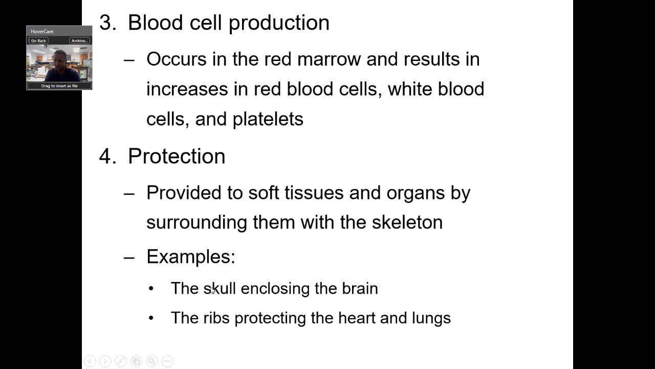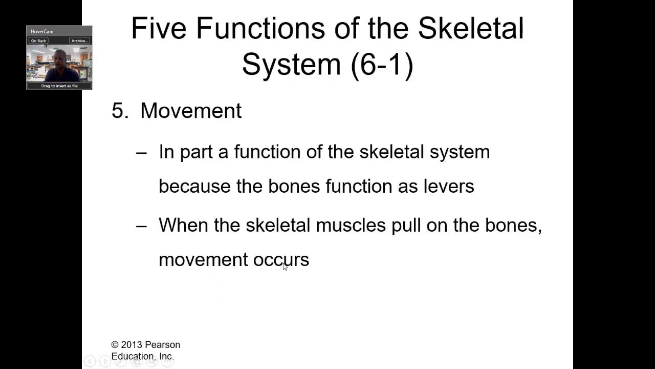All right, protection. Think about it. Your skull is encasing your brain. Your ribs are protecting your lungs and your heart. So let's go ahead and move on to the next section. Movement. So again, if you want to review these, go back and rewind the video. If you're one of my students, the PowerPoint will be on Blackboard.